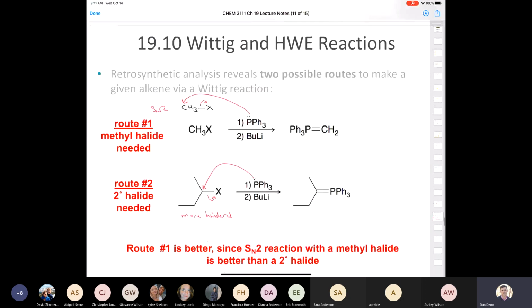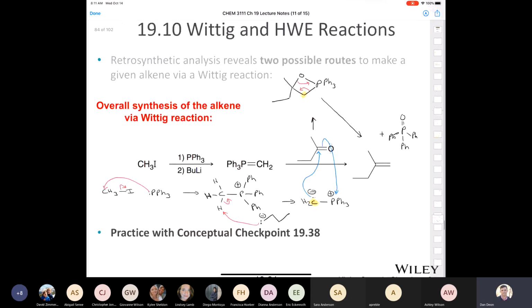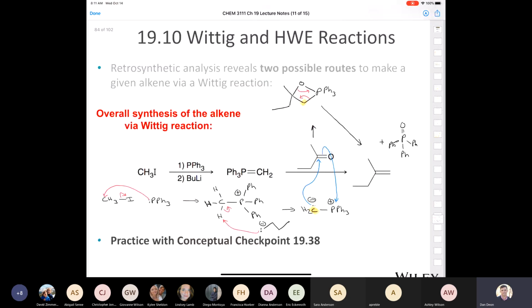And this slide basically summarizes that if you have a secondary halide, it's going to be more hindered. And so it's not going to be as efficacious or as high yielding as if you choose route number one, where the SN2 is on a methyl halide. Okay, and we'll look at some examples of that today.